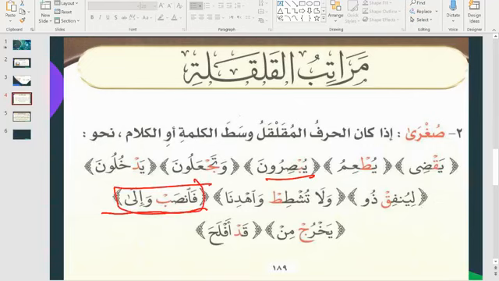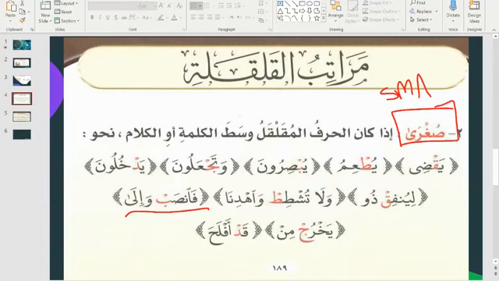Right here, it's in the middle of a sentence. Well, it's at the end of a word, but in the middle of a sentence. So in that situation, we're going to consider it a small qalqalah. All right, pretty easy. Small qalqalah. What does small qalqalah mean?